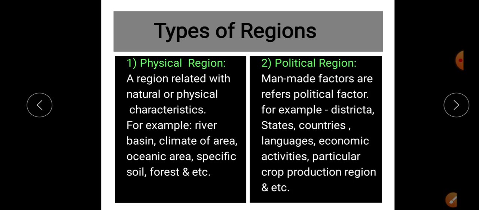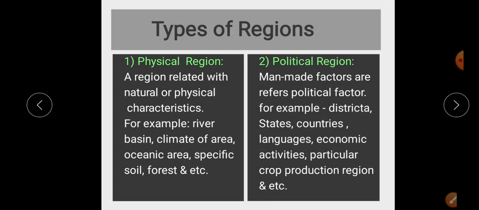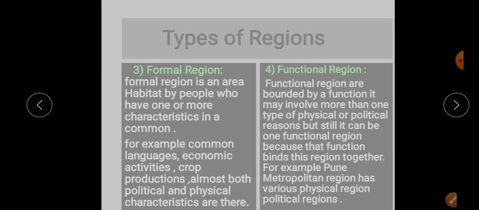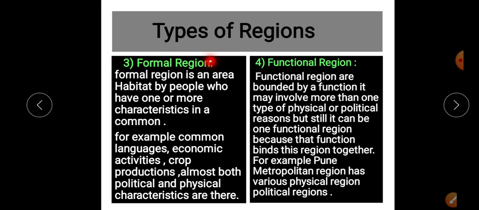Agricultural activities are there. Then industrial area, it is an economic activity. Then particular crop production region is also one of the political factors. These types of regions are there, physical and political. Now third and fourth are there, formal region and functional region.